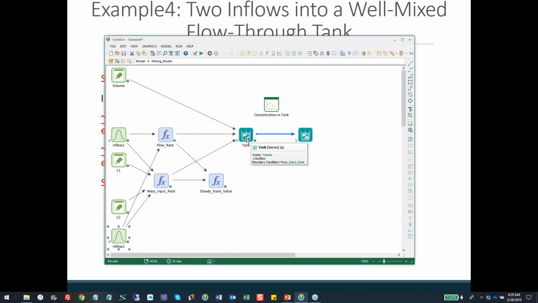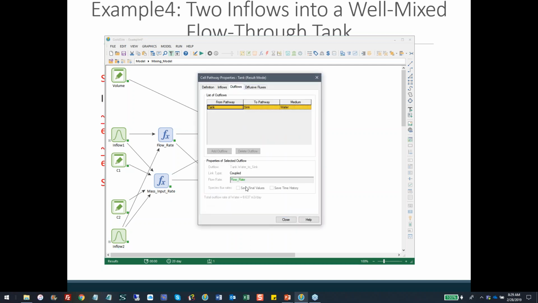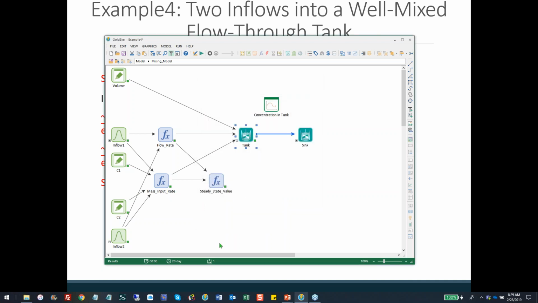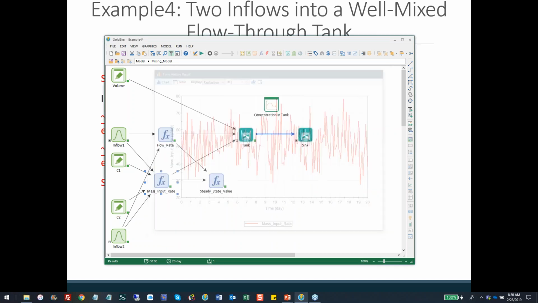The tank volume still stays constant, because essentially the flow rate out of the tank is equal to whatever the flow rate into the tank. Physically, you could imagine the tank is full, and whatever water comes in flows out. So it's well mixed, and then it flows out. But I'm going to have some noise. I have a noisy input rate. So my mass input rate is actually noisy. That's what my mass input rate looks like.